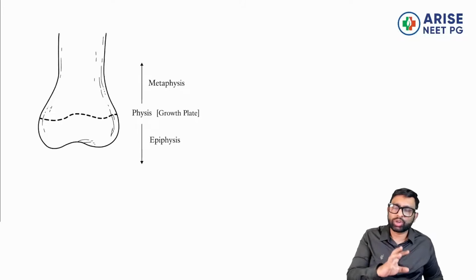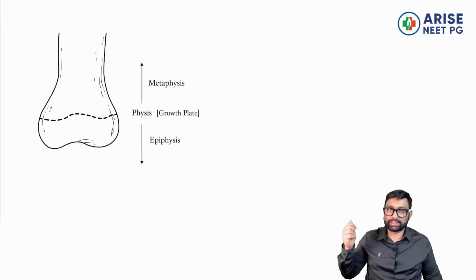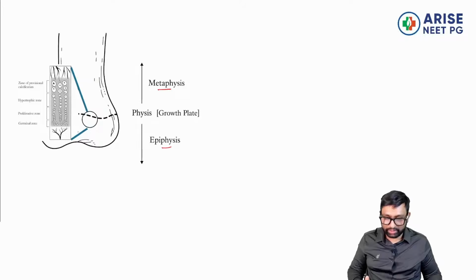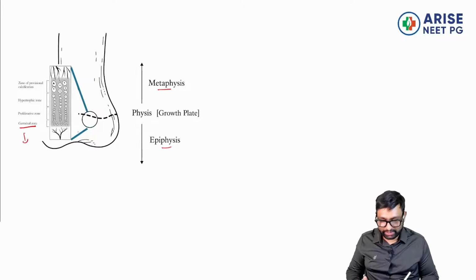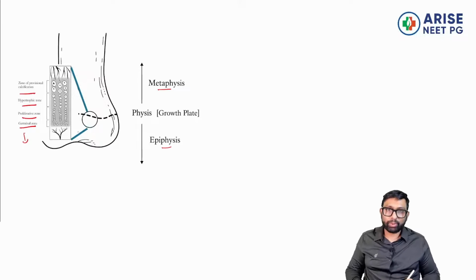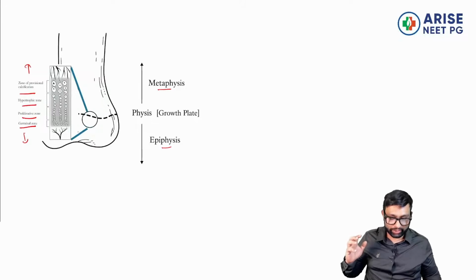Now, what is the Salter-Harris classification? The Salter-Harris classification is mainly talking about epiphyseal growth plate injury. You know that this is a growth plate that is there between the metaphysis and epiphysis. So it has different regions. Let's quickly revise those regions. We have a germinal zone that is present towards the epiphysis, proliferative zone, hypertrophic zone, and zone of provisional calcification that is towards the metaphysis. So these are the different zones.